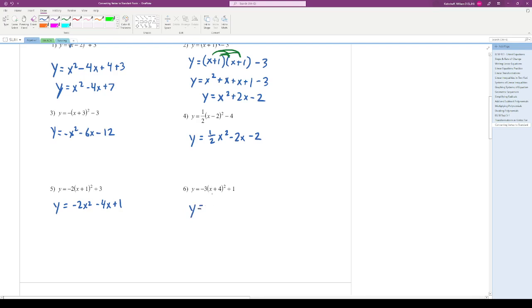This is y equals x squared plus 8x plus 16. We distribute that negative 3. So we had 8x times negative 3 is negative 24x. And then we had plus 16 times negative 3 is minus 48. Plus 1 would be minus 47.